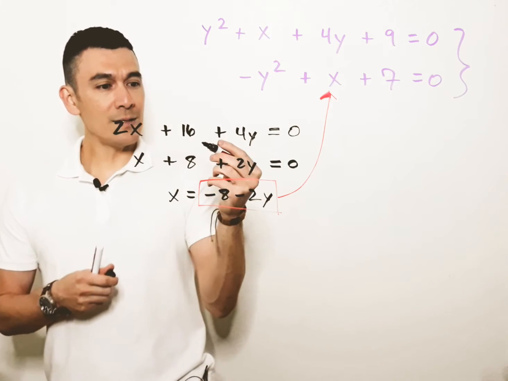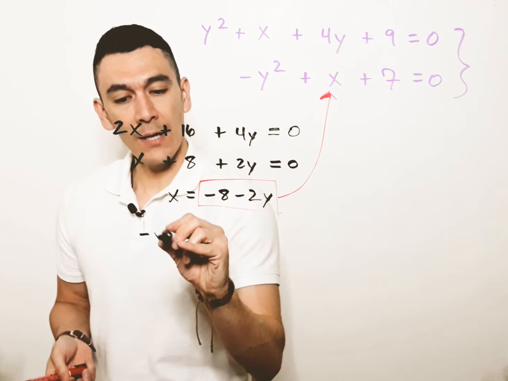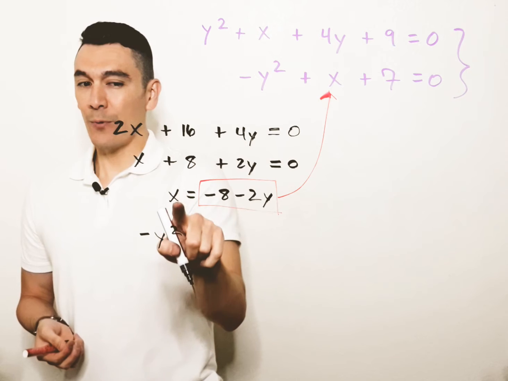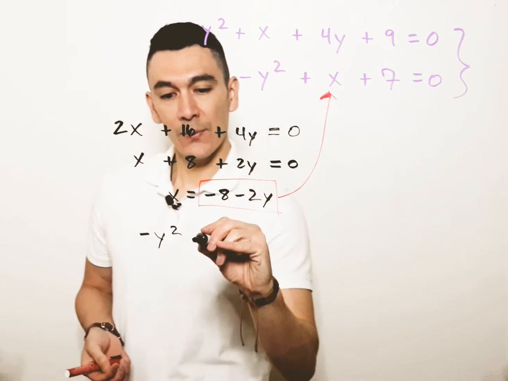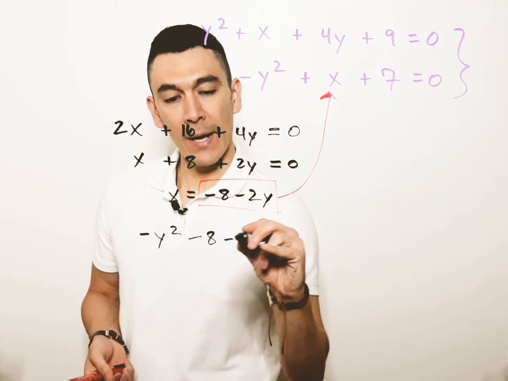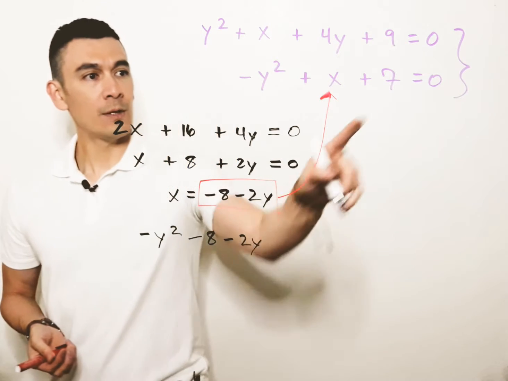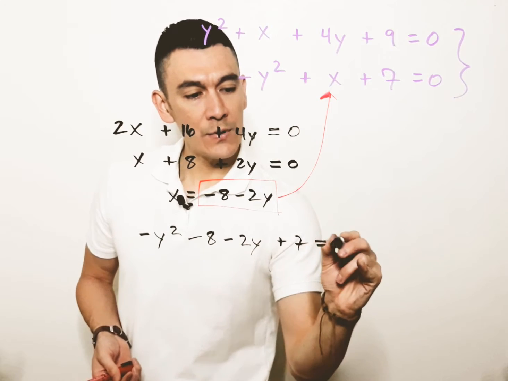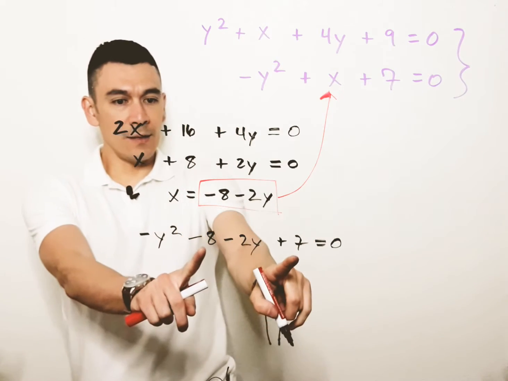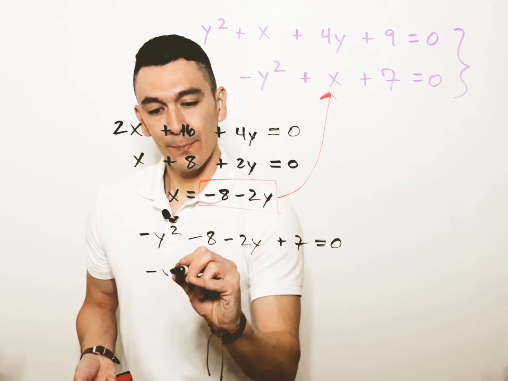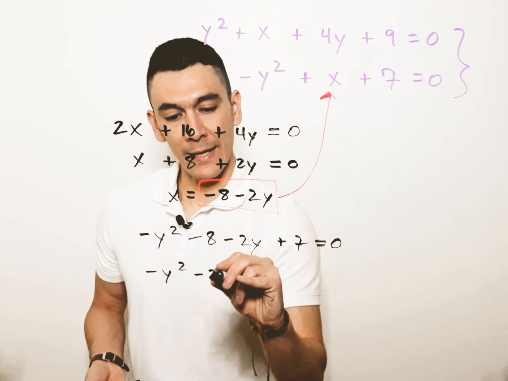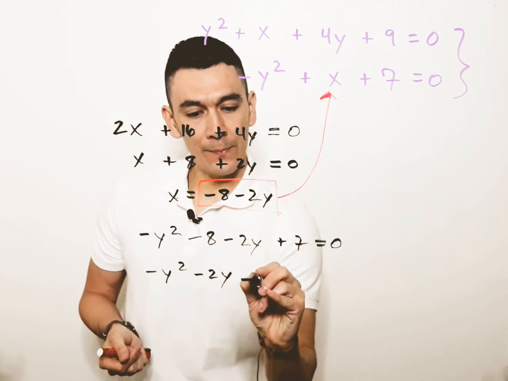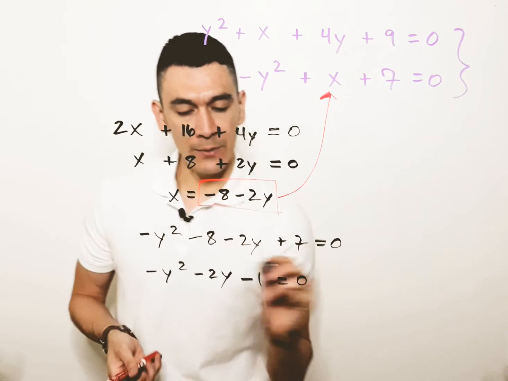That would read as follows. Negative y squared stays put. Instead of x, we replace it with what x equals: negative 8 minus 2y. The 7 goes along for the ride. Equals 0. These can combine. So we have negative 2y, and then we have, what else? We have a negative 1 equals 0.